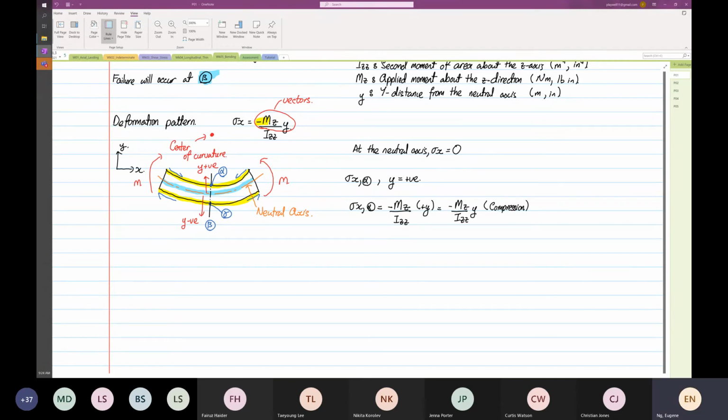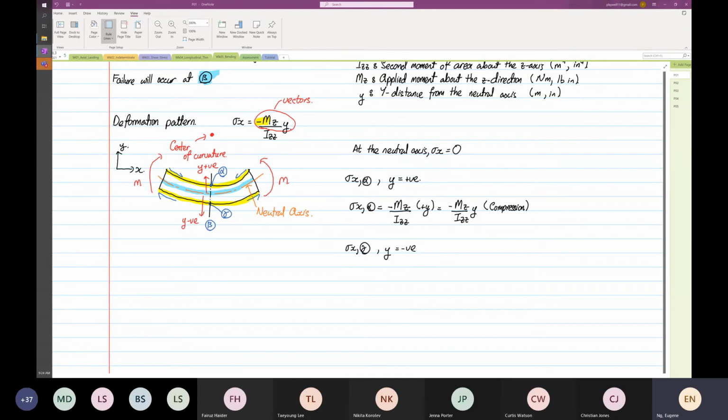Okay. Now, if we look at stress x at point gamma, for this case, point gamma is pointing away from the center of curvature. It's pointing away from the center of curvature. So y is equal to what?